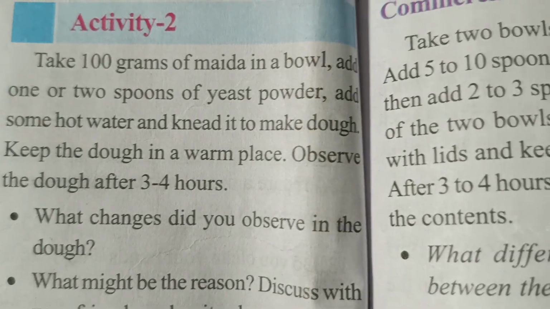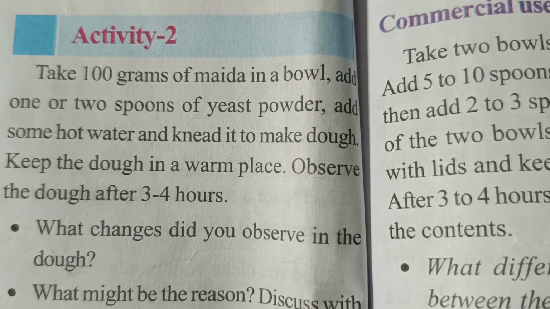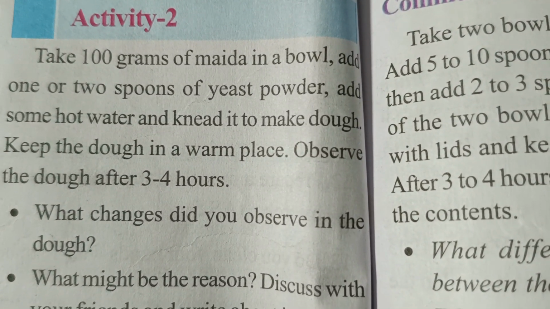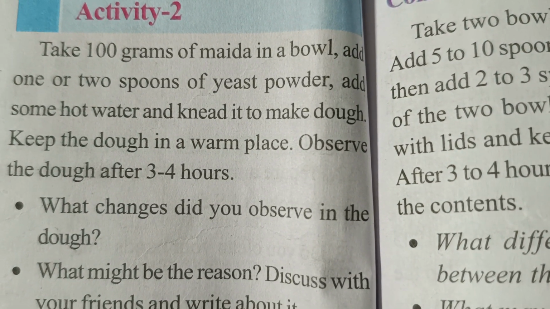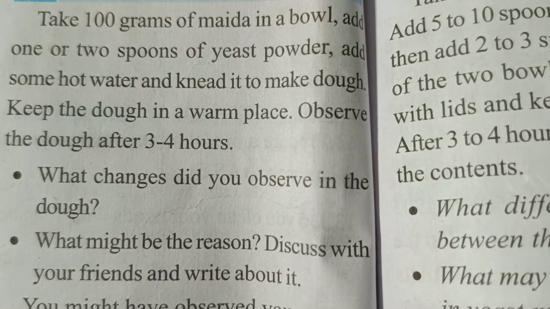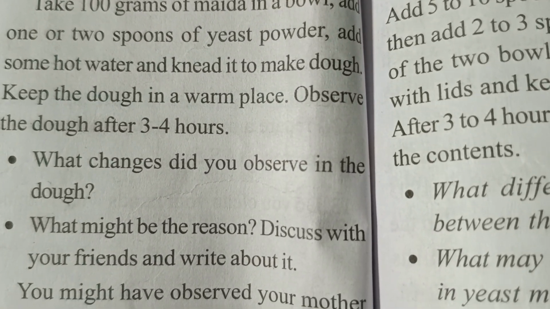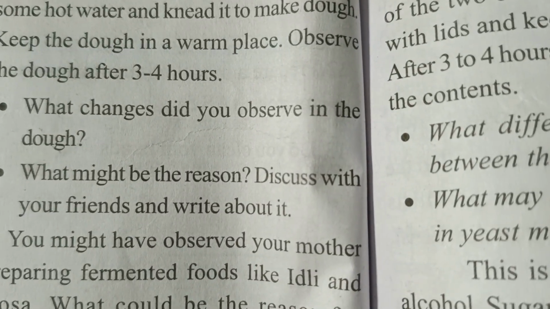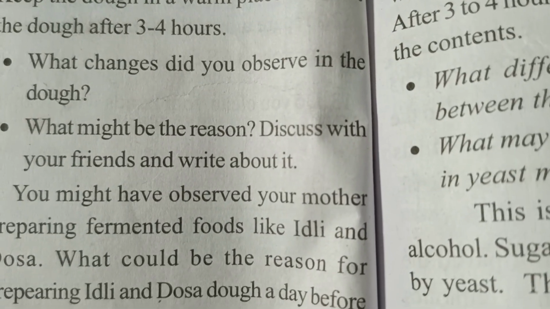Activity 2. Take 100 grams of maida in a bowl, add 1 or 2 spoons of yeast powder, add some hot water and knead it to make a dough. Keep the dough in a warm place. Observe the dough after 3 to 4 hours. What changes did you observe in the dough? What might be the reason? Discuss with your friends and write about it.